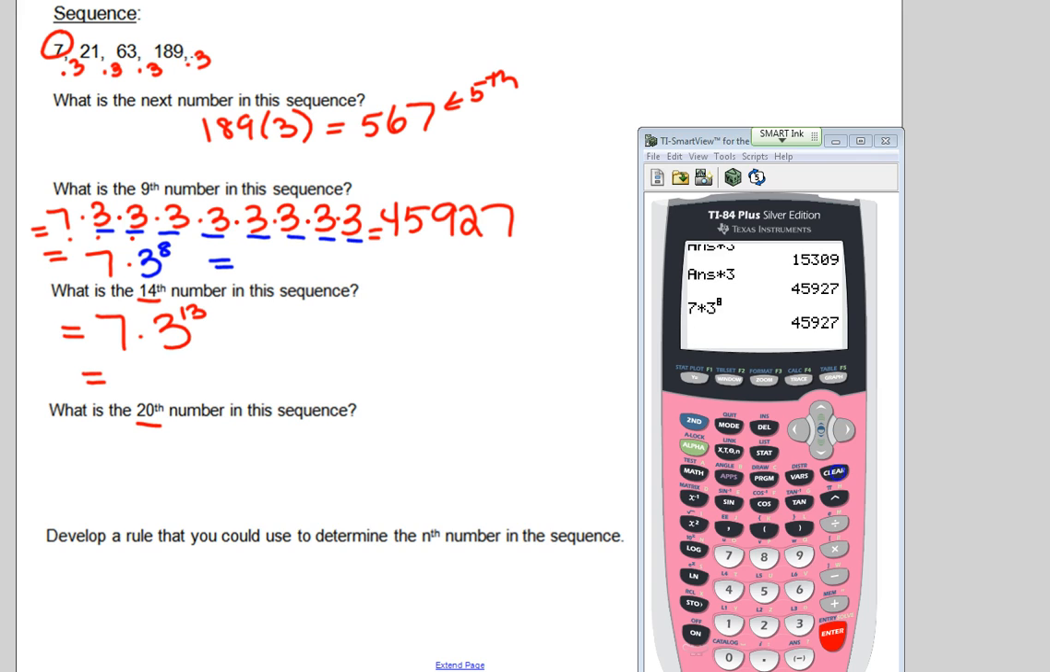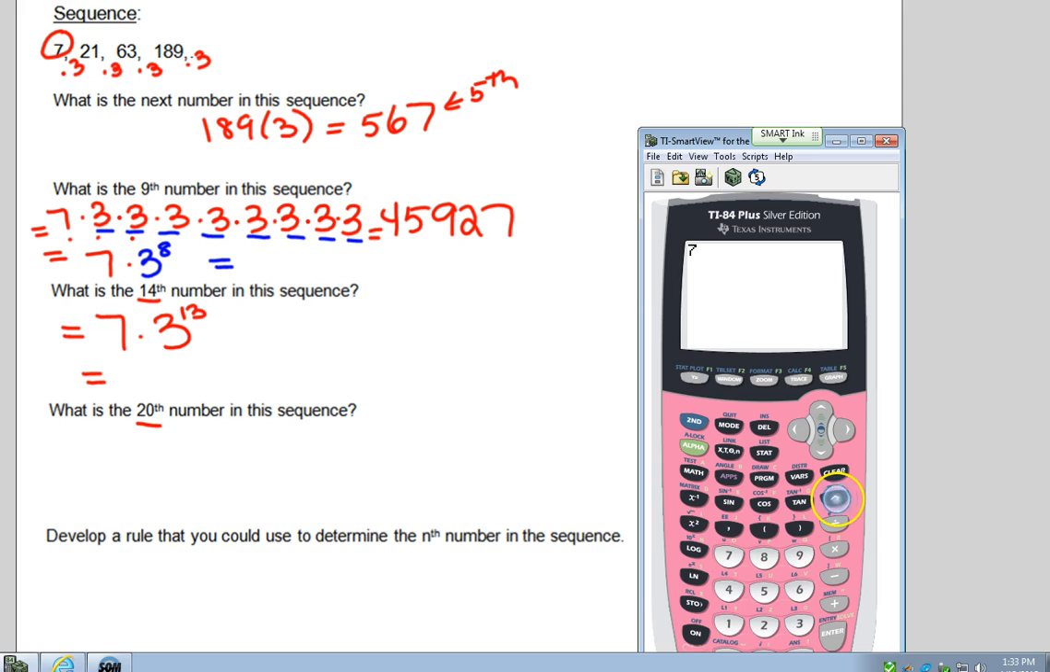Now these are going to get rather large quickly. So really big.